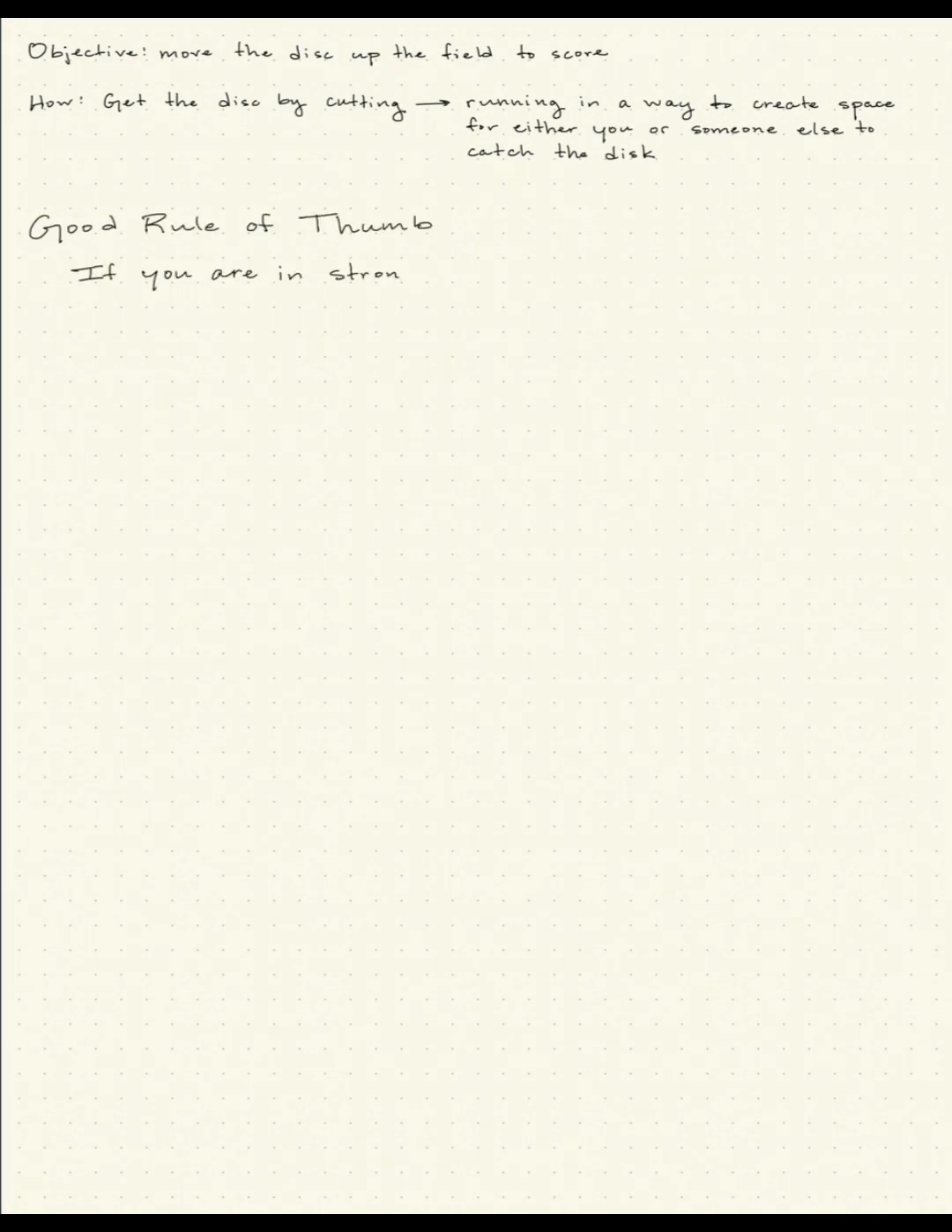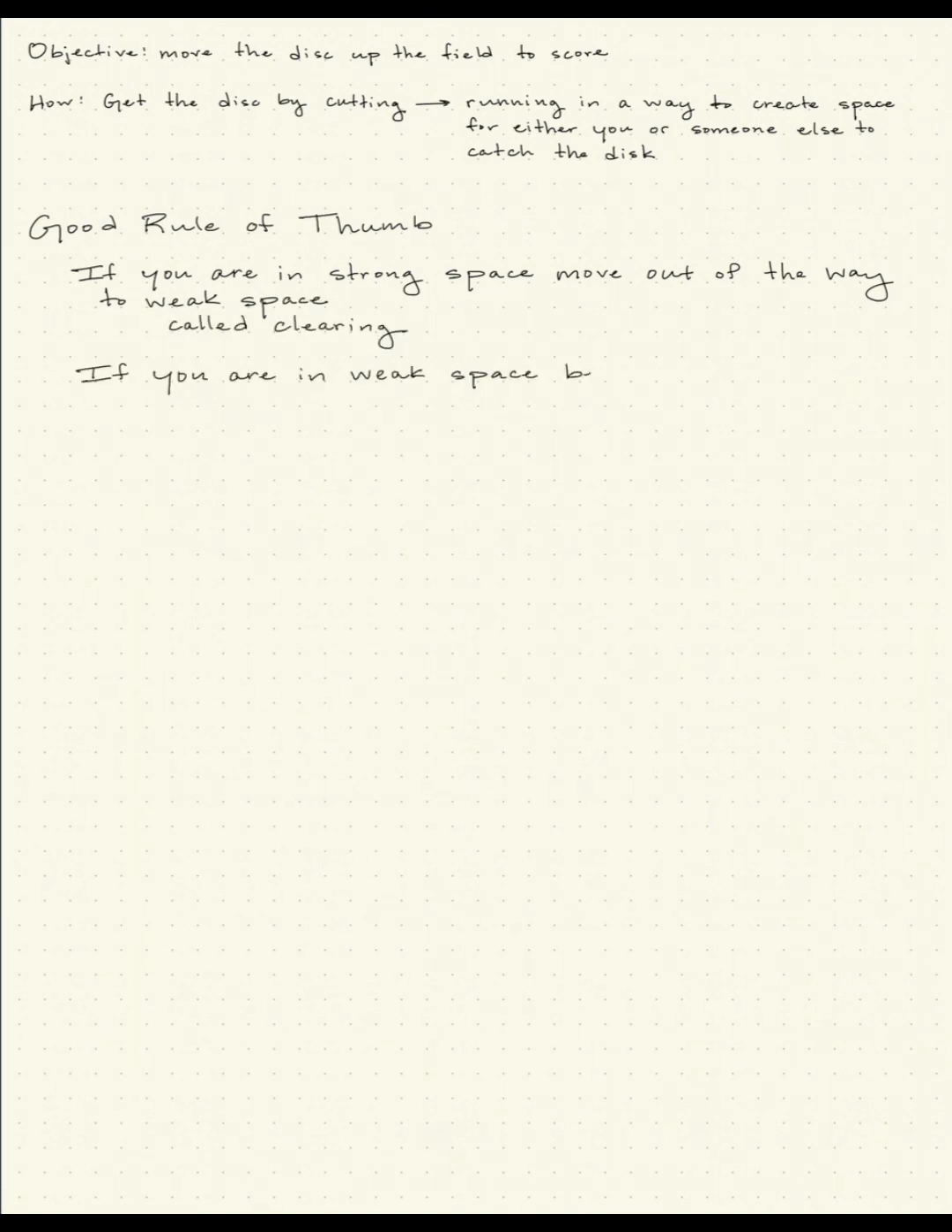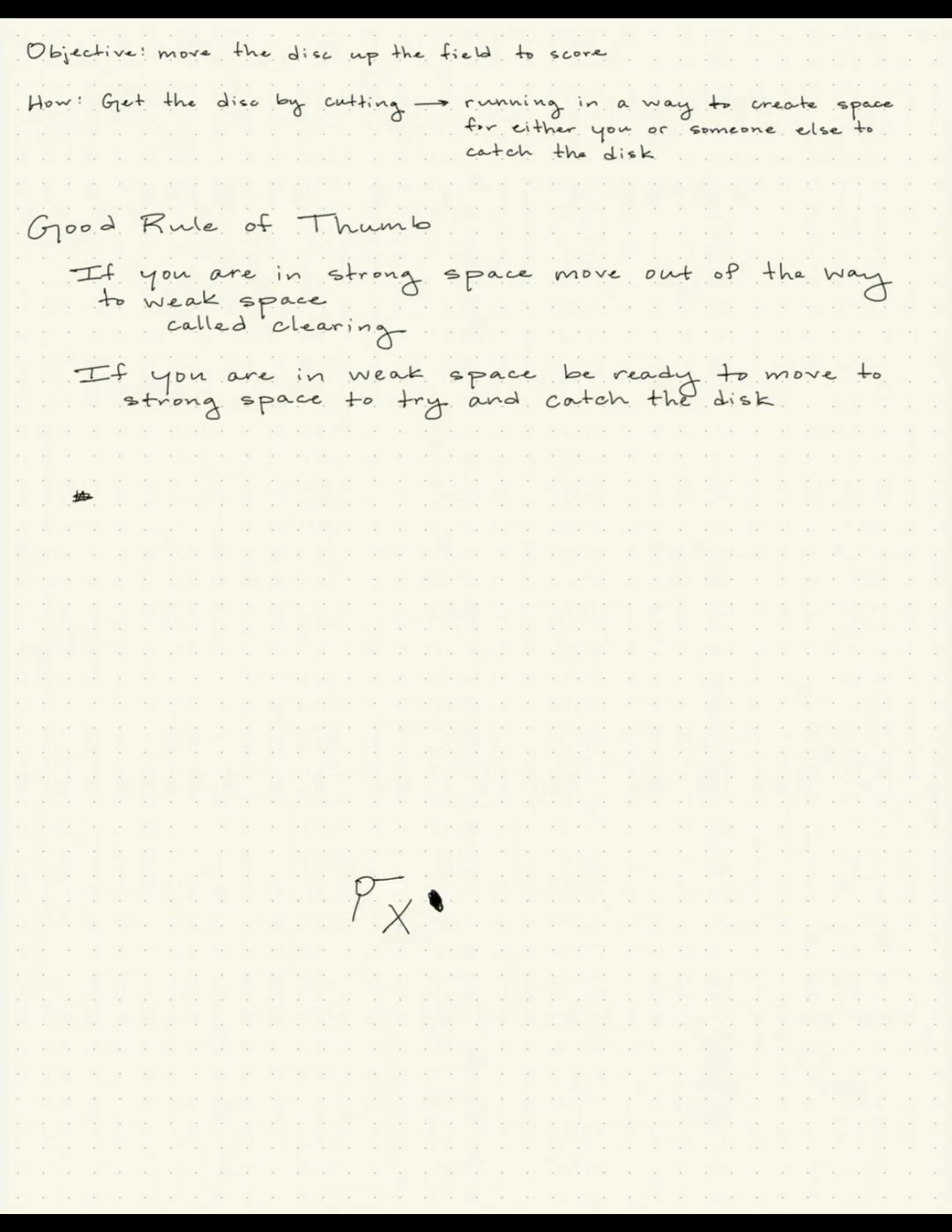So a good rule of thumb for cutting is if you are in strong space, move out of the way to weak space. That's called clearing. If you are in the weak space, be ready to move into the strong space to catch the disc. So you can think of it this way.